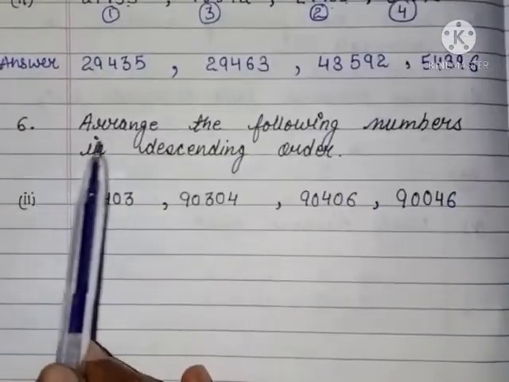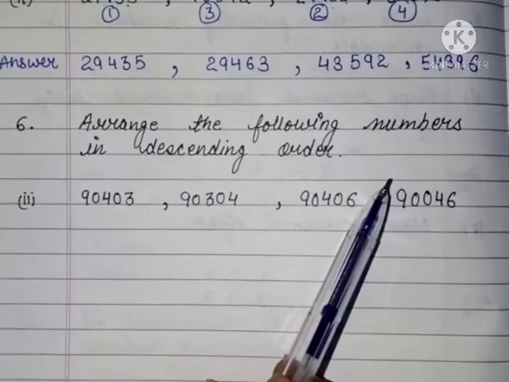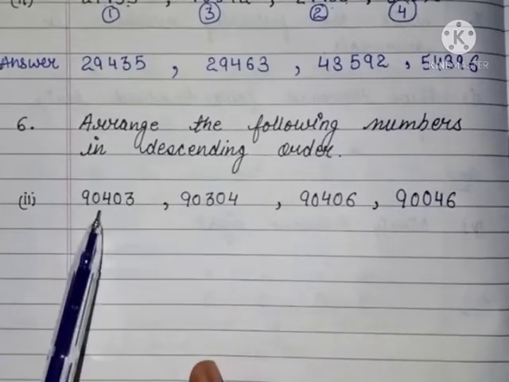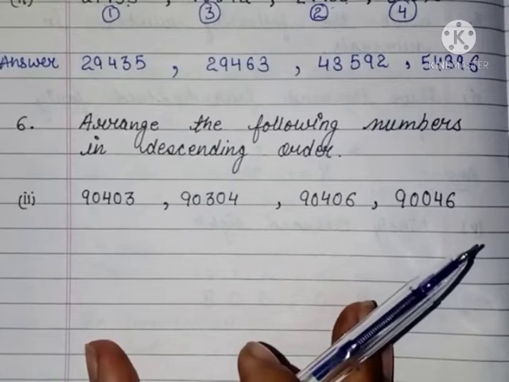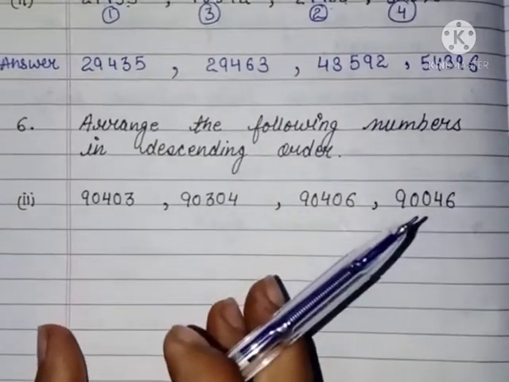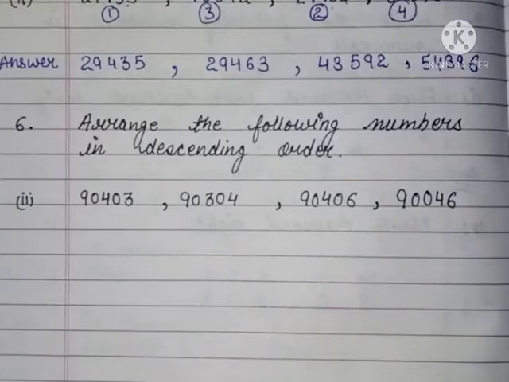Next, question number 6. Arrange the following numbers in descending order. Again, in descending order also you will compare all these numbers, but the only difference is in descending order we will write firstly the greatest number. So find out the greatest number after comparing these numbers.